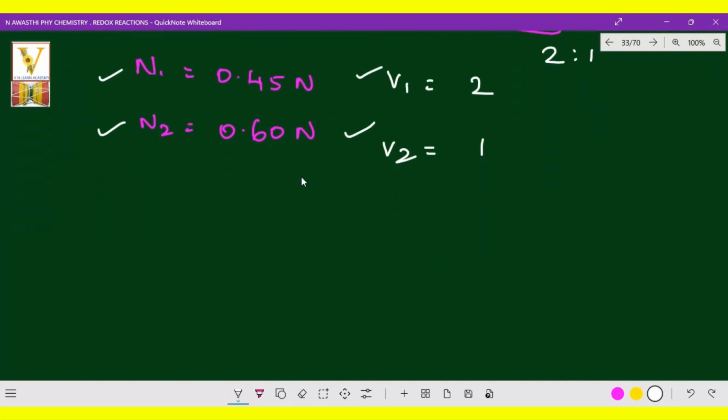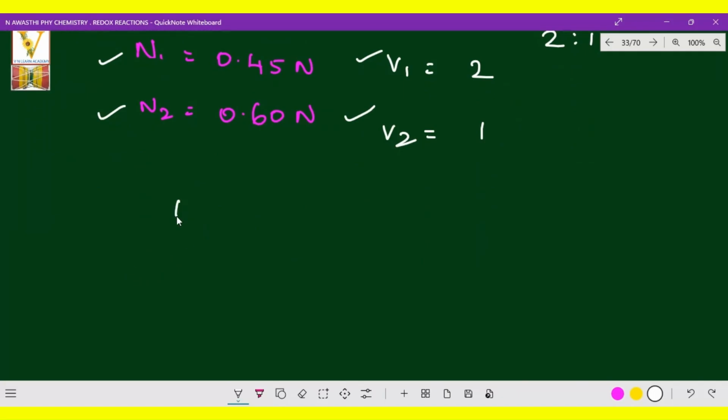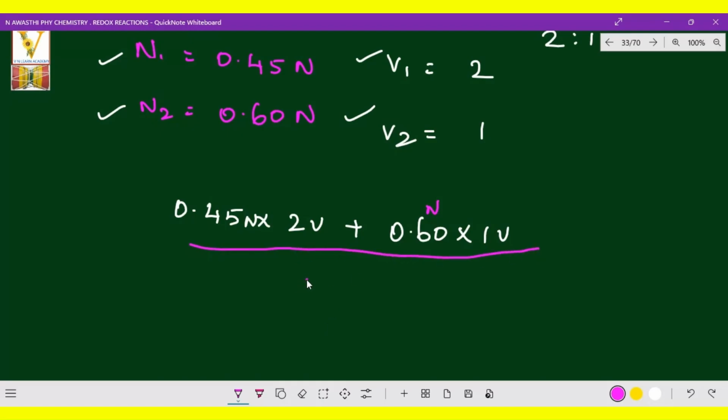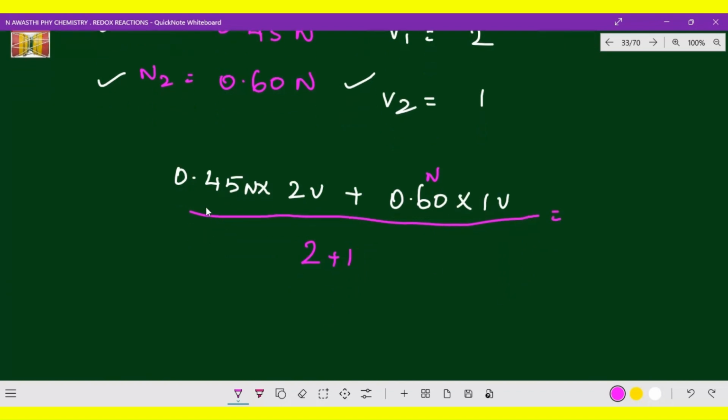Let us apply the values in the equation. So 0.45 into 2, this is N and this is V, plus 0.60 into 1, this is N and this is V, divided by V1 plus V2, so 2 plus 1. While calculating, 0.45 into 2 gives 90, so you will get 0.90 plus 0.60.